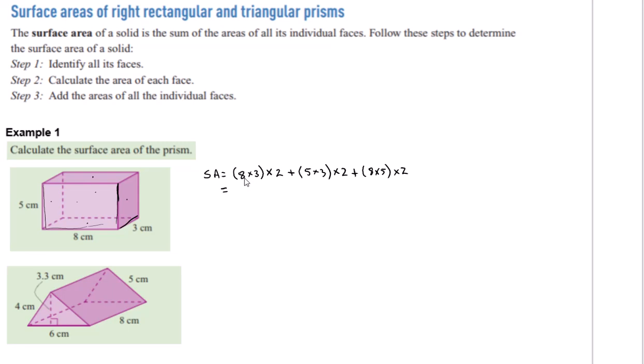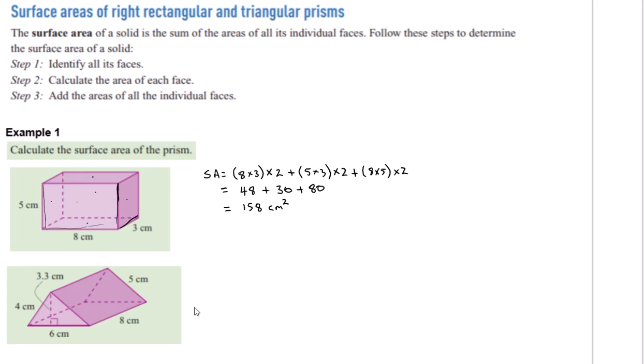So we have got 8 times 3 is 24, doubled is 48. We have got 5 times 3 is 15, times 2 is 30, and 8 5s are 40, times 2 is 80. So our total area is going to be 158 centimeters squared.